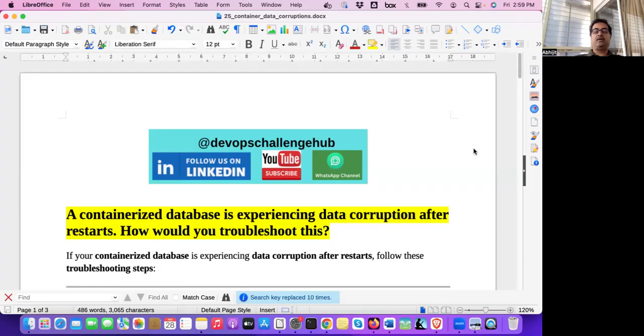So, you restarted the container and you are facing some data corruption issue. First thing that will come to your mind definitely is that we have to check logs. We have seen in other issues also, whenever we face any issue, we have to see the logs. That's the first point we know already. So other than logs, what else can we do? Okay, let's look at this.